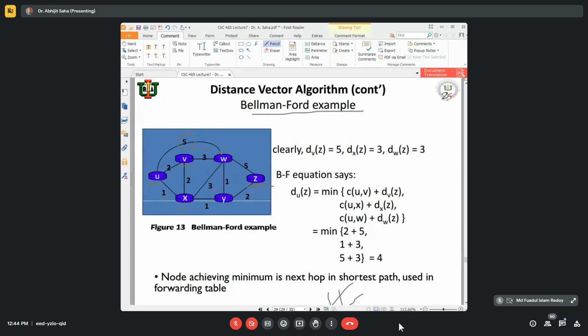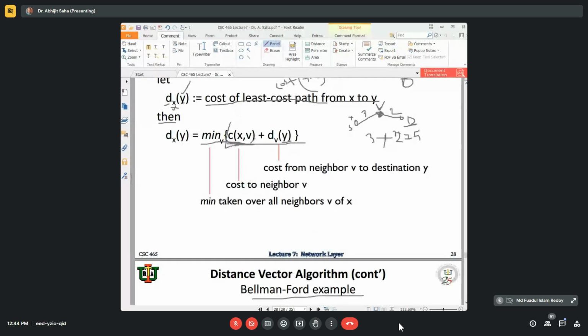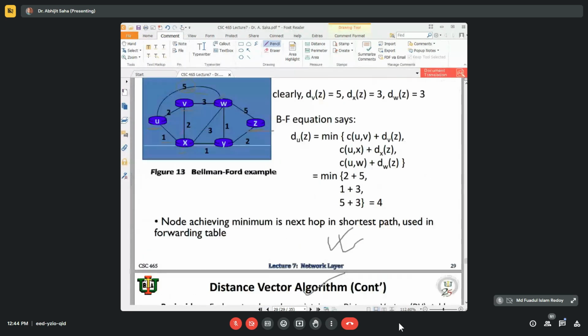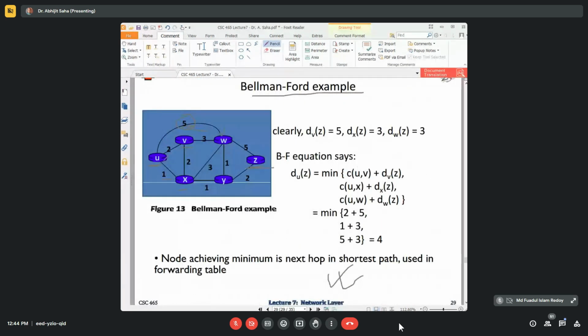All right, so look, the factor is that the direct node cost we already know. We know that from U to W the cost is 5. So the first part, the c(x,v), is the cost from the source to the direct node. We know for each of them the cost: U to W is 5, U to V is 2, U to X is 1. So now from these direct nodes, W, X, and V, we need to find out the least cost path to the destination.